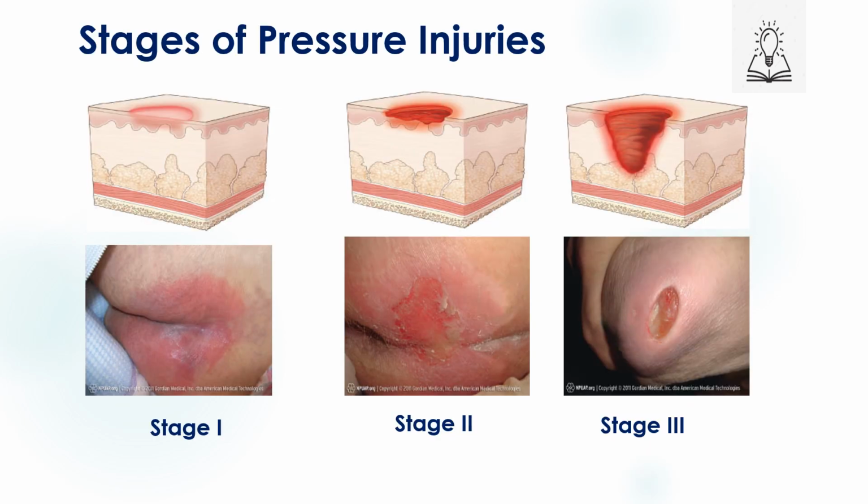So here we go. Here's a visual of the various stages of pressure injuries. As you can see, in stage 1, the skin remains intact but appears red and does not blanch. That means it does not turn white when it's pressed. So this indicates the beginning of tissue damage due to prolonged pressure.